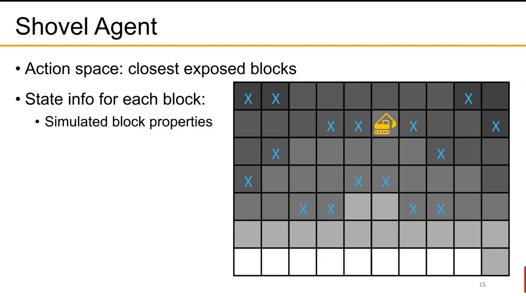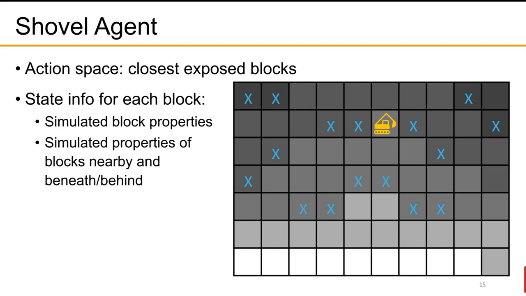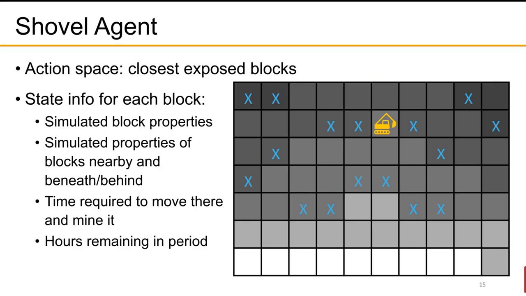And so the information that it's going to use to make its choice is, of course, the simulated block properties for each of these blocks. But we're also going to give it the simulated properties of the blocks that are around those blocks. So underneath it or behind it. That way it's going to actually be able to plan ahead a little bit using that information.